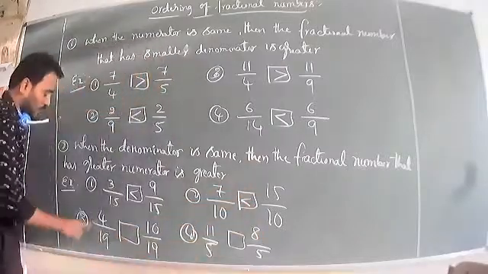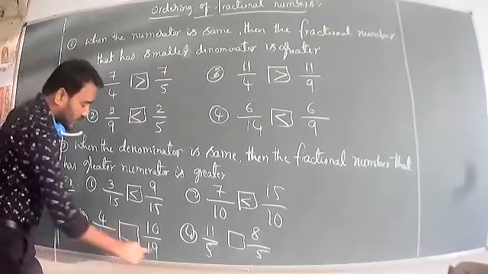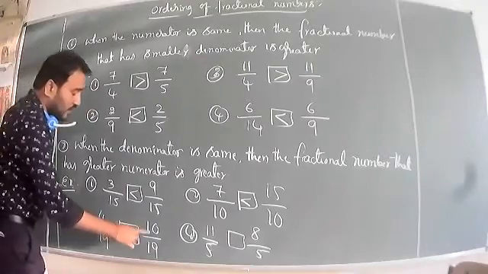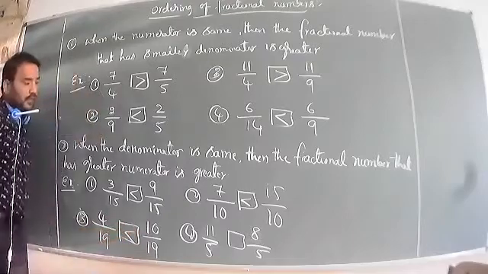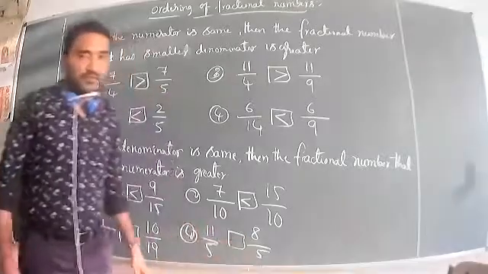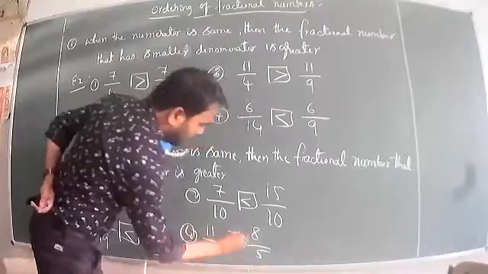Next, 4 by 19, 10 by 19. Which one is greater? The denominators are the same, 19. The greater numerator is greater. So what is the greater numerator? 10. 10 is the greater. Next, 11 by 5, 8 by 5. Which one is greater? Yes, 11 by 5 is the greater, 8 by 5 is the smaller.